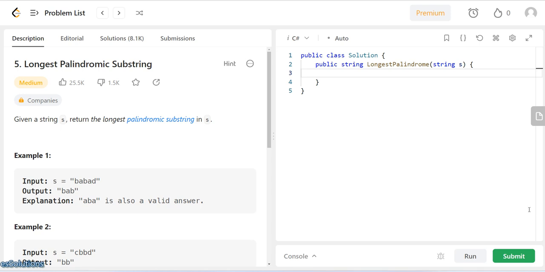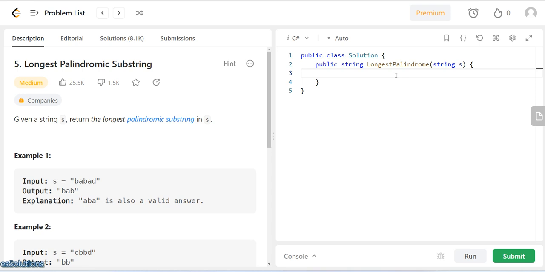Hi all. Today we'll be looking at the longest palindromic substring algorithm. It is number 5 on LeetCode. Hopefully we can learn one or two things from here. Given a string S, we have to return the longest palindromic string in a straightforward question.